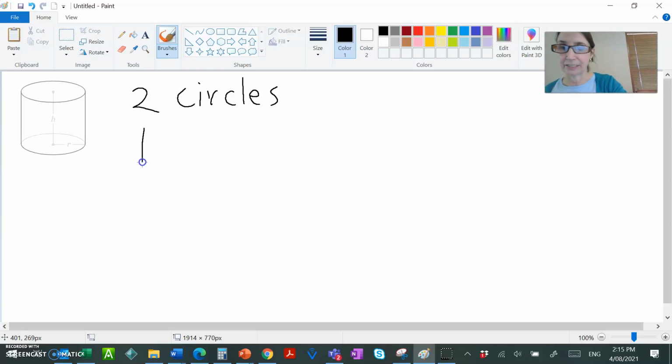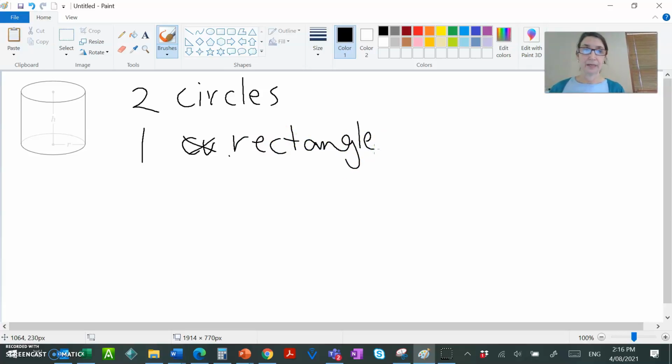So our cylinder is made of two circles and one rectangle. Circles. So do you know how to work out the area of a circle? Yes, you do. You need some measurements. In the diagram here, you can see it's got a height and a radius.